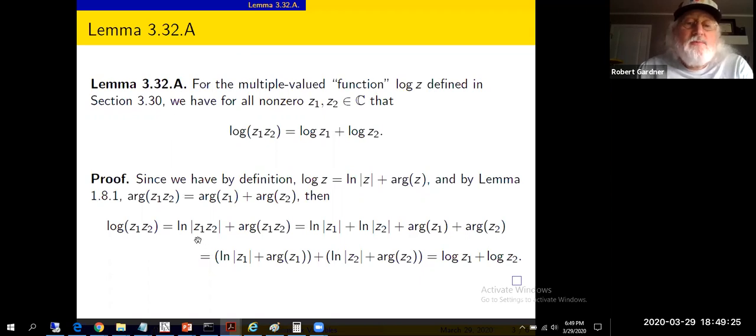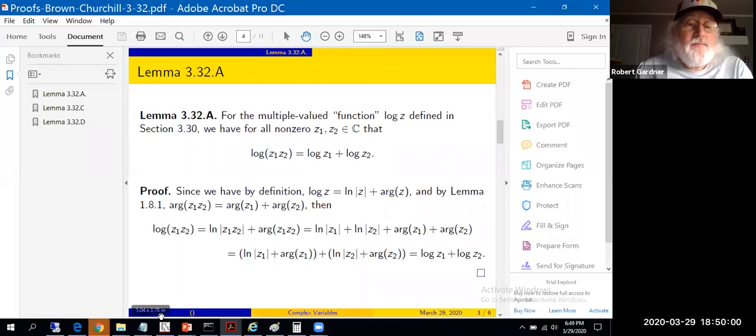Okay, here we're in the realm of the real natural log function, where the natural log of the product of two things is the sum of the logs, borrowing that from calculus or algebra. And we just stated that the argument of a product is the sum of the arguments, lowercase a argument. And we just group things together, and that produces the sum of log z1 plus log z2. So, crudely put, the log of the product is the sum of the logarithms. Back to the notes.